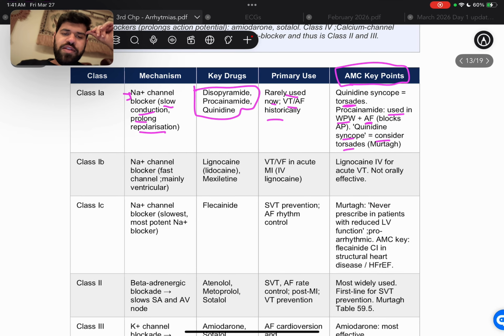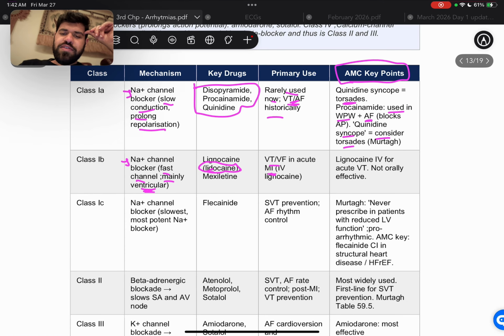Now, class 1B is sodium channel blockers for fast channels and mainly ventricular. Lidocaine, I've seen this in one of the questions, and it's used in VT/VF in acute MI. So lidocaine IV for acute VT and not orally effective.